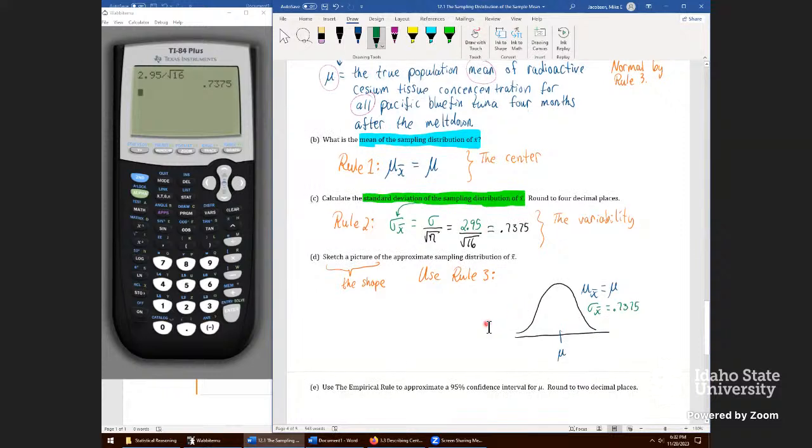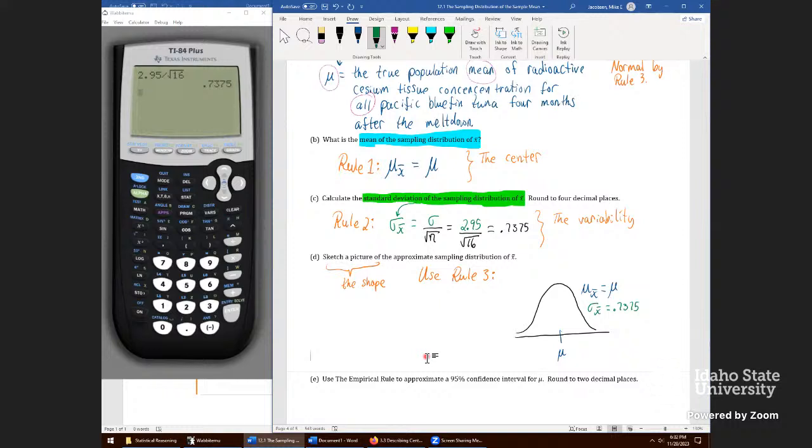So for sketching a picture, this is really all we're going for. A web assign is like multiple choice. They'll give you models like these. Some of them are going to be skewed. Some of them will be completely flat, but some of them might look just like a perfect normal distribution like this. That's the model you want through rule 3 of the central limit theorem. Well, any questions at all, folks, to this stage?